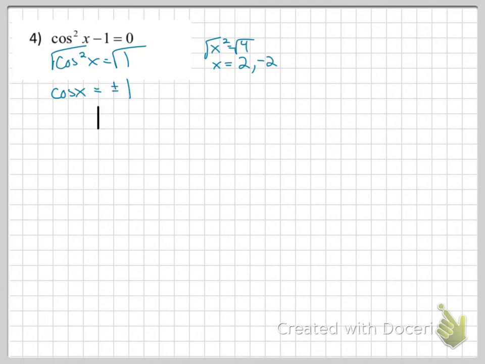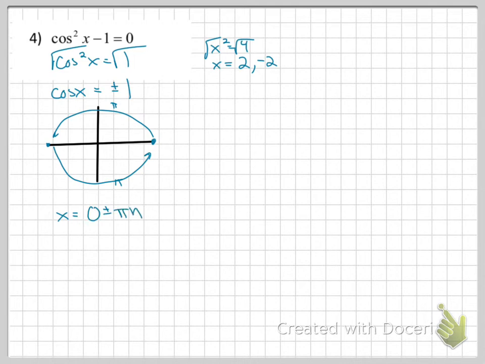So then on your unit circle, cosine is the x value. So a cosine and x of 1 and negative 1. This is happening a lot. It's just a coincidence, just so you understand. Those are pi apart. I feel like it's all we've been doing today. So x equals 0 plus or minus pi n would hit those solutions over and over again.